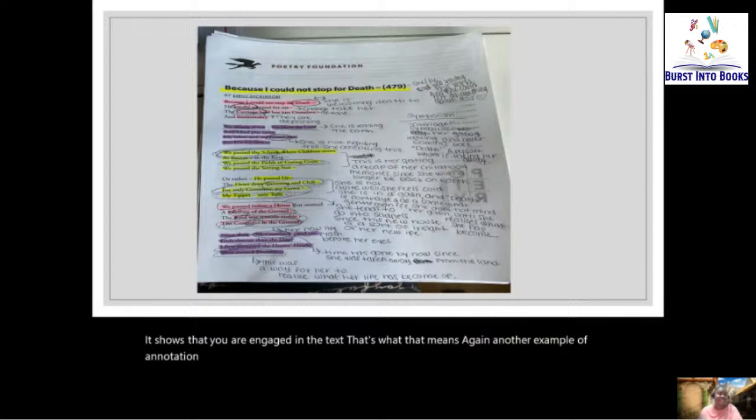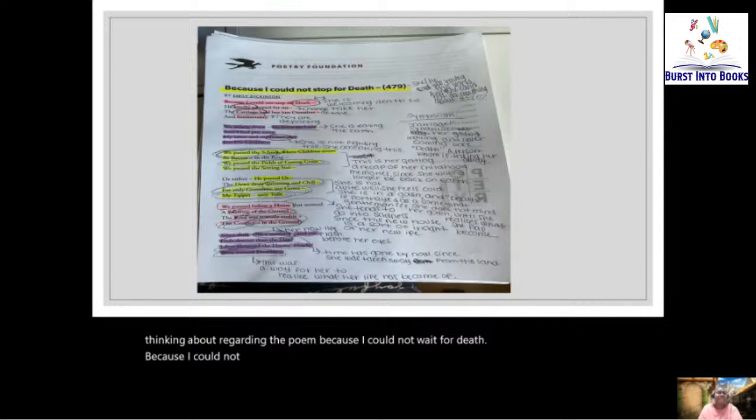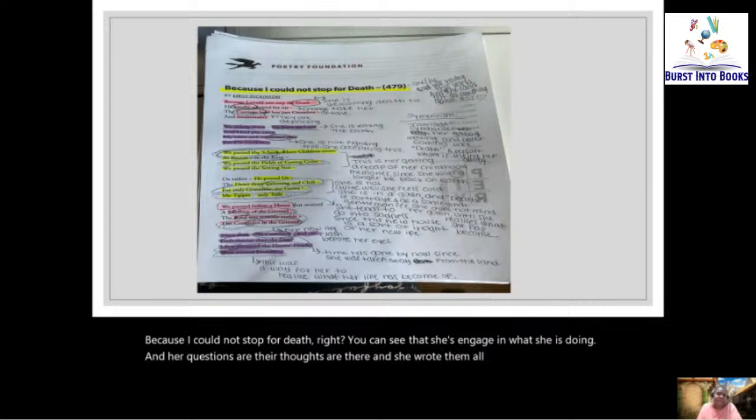Here is another example of annotation. You can see that her paper is completely marked up with what she's thinking about regarding the poem. Because I could not wait for death, because I could not suffer death. You can see that she is engaged in what she's doing. Her questions are there, her thoughts are there, and she wrote them all down, because that's what you're supposed to do when you are doing a close reading of a text.